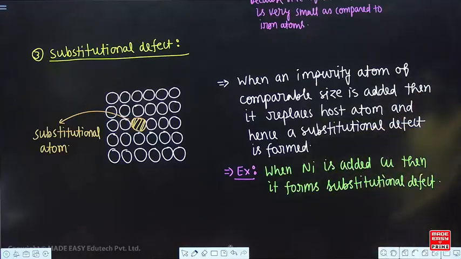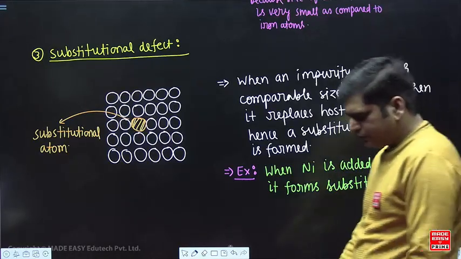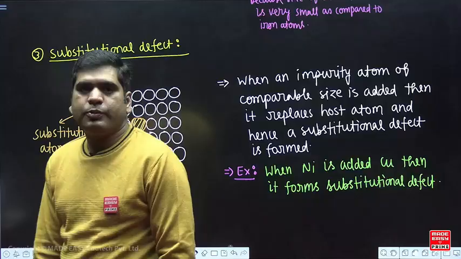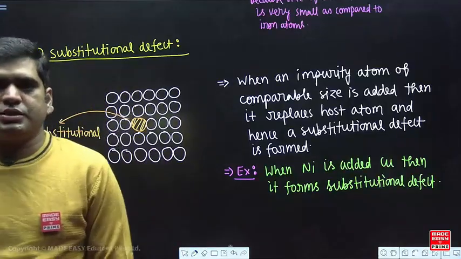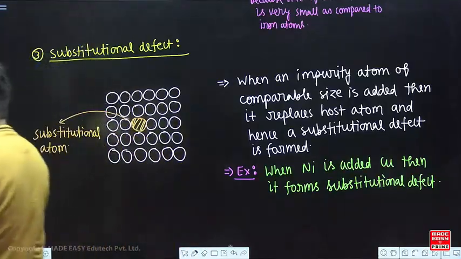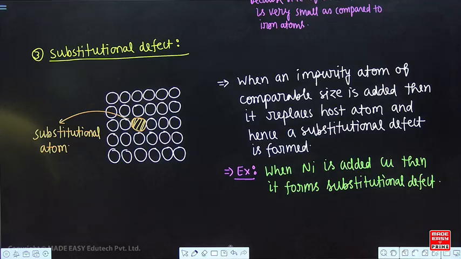So these are the three broad classifications of point defect. First one, vacancy defect, second one, interstitial defect, and third one, substitutional defect. So these three are the broad classifications of the point defect.